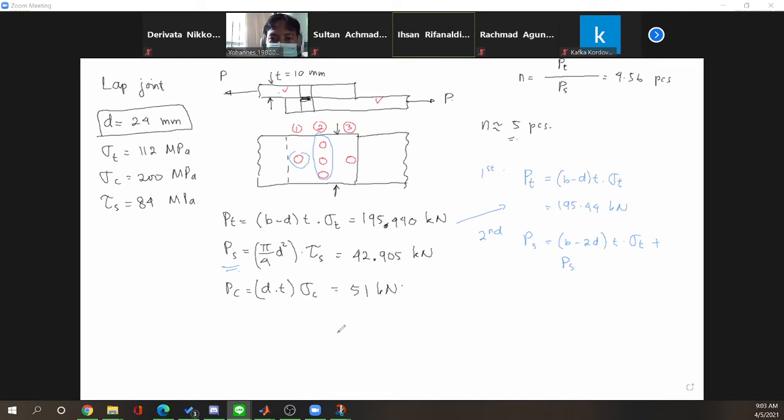Okay. Excuse me, sir. Yes. Isn't that 3 rivets in the second row, sir? Yeah, but what I said is we have to add the shearing strength of the rivet in front of the second row. I mean for the diameter, sir. Oh, I see. Okay, thank you for reminding me. Yes, you are right. We have 3 rivets here. Okay, so here we have to put this one.